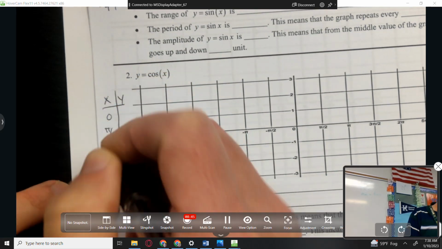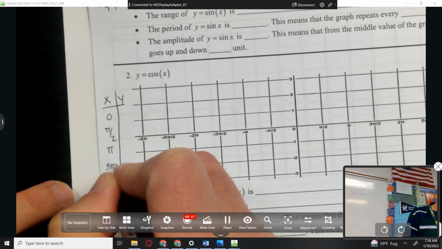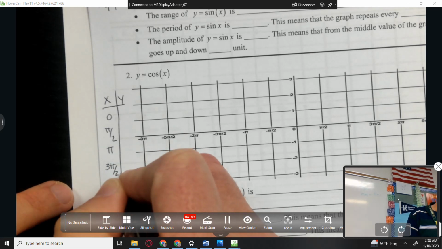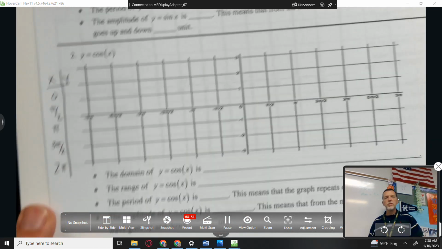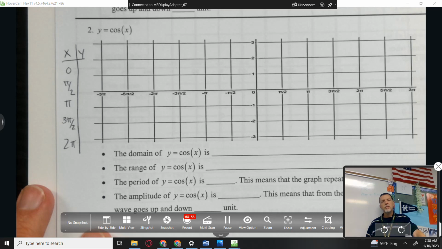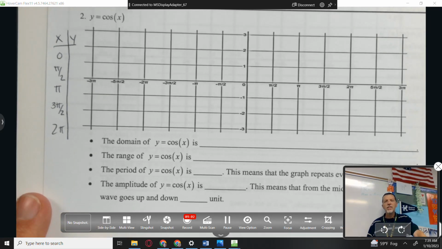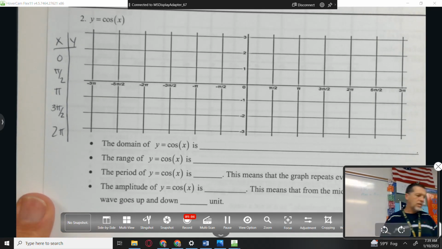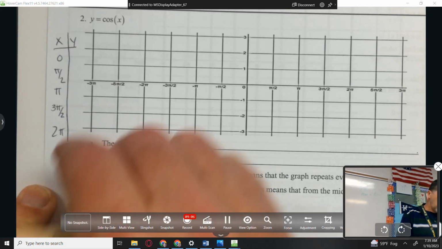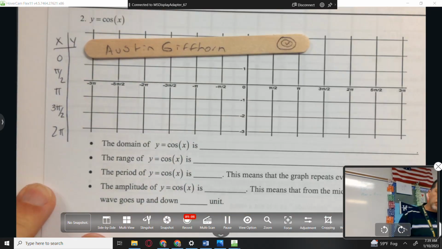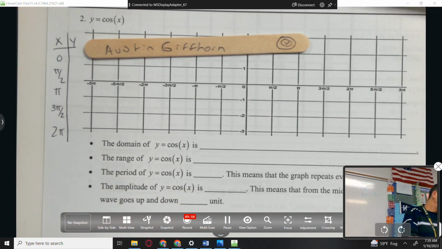Table of values from 0 to 2 pi, but only counting by pi over 2. We're not going to do the pi over 4 or the pi over 3 or the pi over 6. If you really want a super accurate graph, you could, but that's overkill. This will be plenty good enough. So while you're making that table and thinking about it, I can pick 5 more people to help us out.